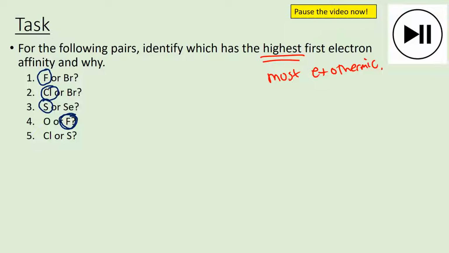And the last one, chlorine and sulfur, they're in the same period. Chlorine is further to the right, which means it has a smaller radius, higher nuclear charge, same shielding, therefore more exothermic or higher first electron affinity.